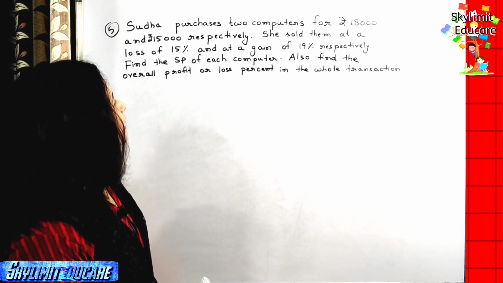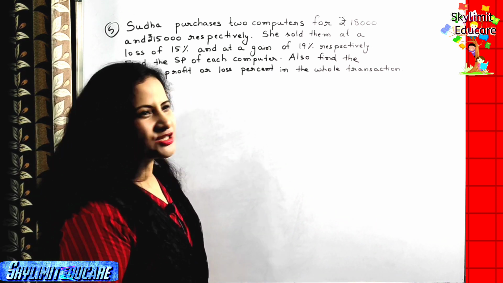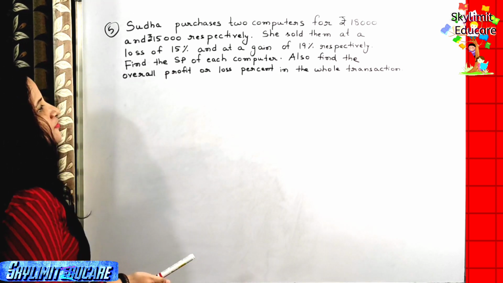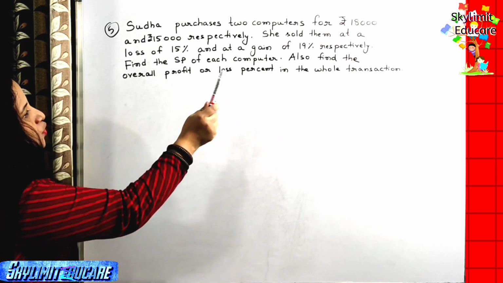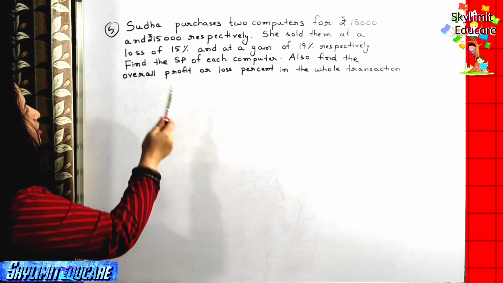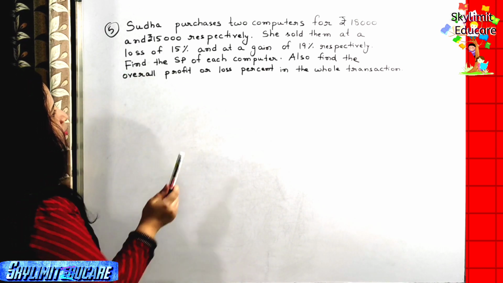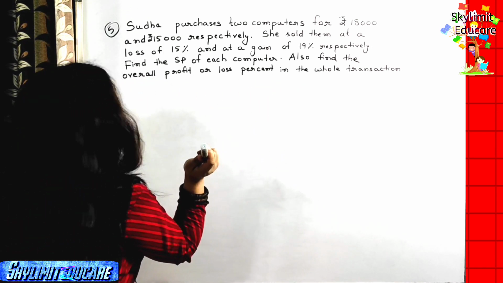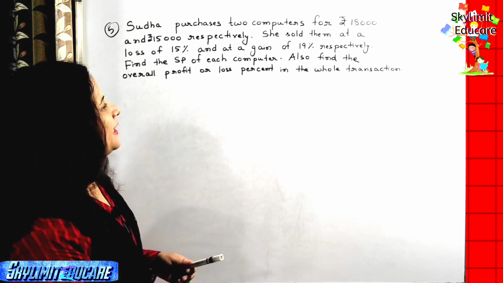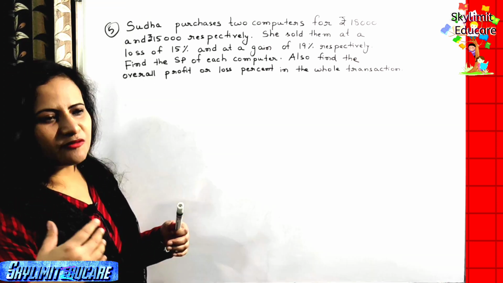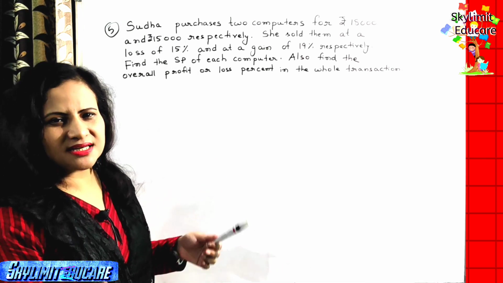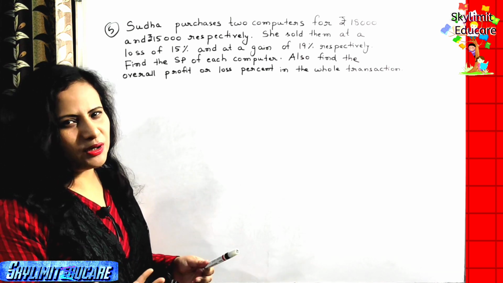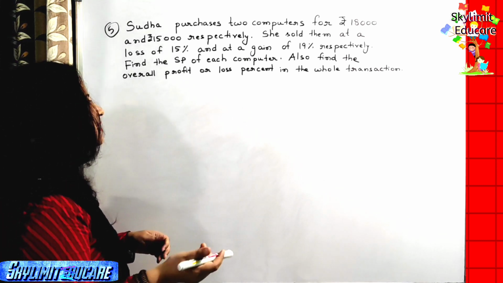Okay, so now let's come to the next question. Sudha purchases 2 computers. So this is somewhat similar to the previous question. 2 computers for rupees 18,000 and rupees 15,000 respectively. After selling one, she gets a loss of 15%, and on the second one she gets a gain of 19%. So you ultimately have to find the SP of each computer, and you have to compare whether she got a profit or loss in the whole transaction, and also to calculate the profit or the loss percent. Okay, the meaning of the question is clear.